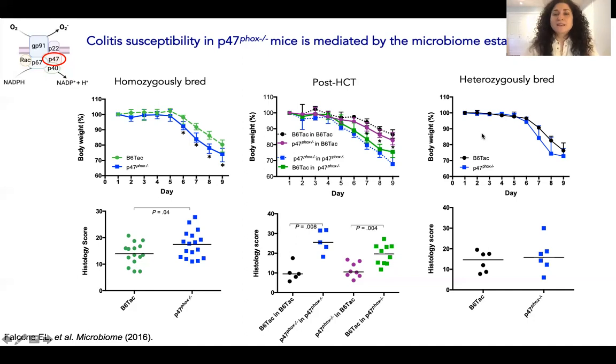So we next interrogated what the role of the microbiota was in this context. And to do this, we simply heterozygously bred our mice. In doing so, we're able to compare P47 knockout mice with littermate controls. And in this process, from birth, both groups of mice have a homogenized or standardized microbiota. And here we see that in doing this, we no longer see a difference in susceptibility to DSS colitis, either through the measure of body weight or by the evaluation of histology scores.